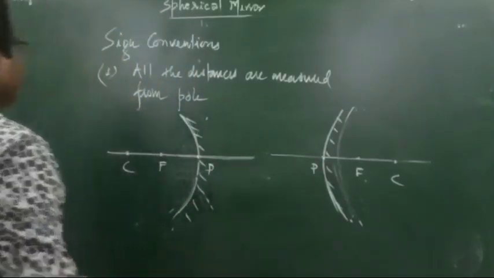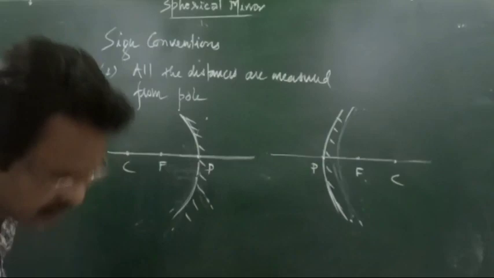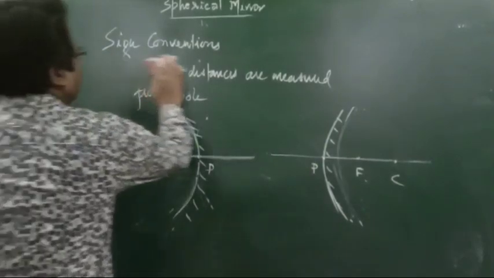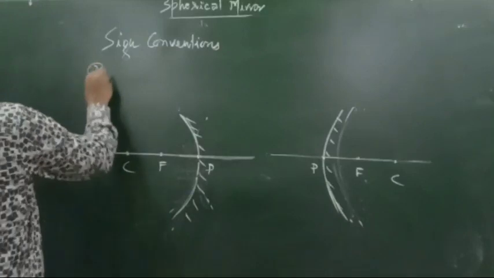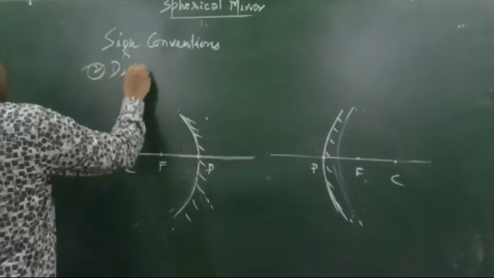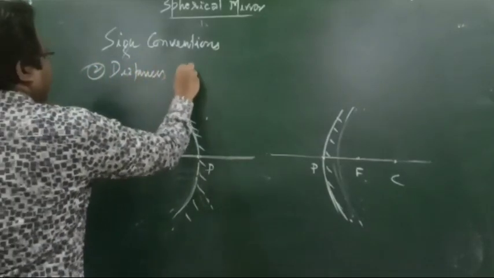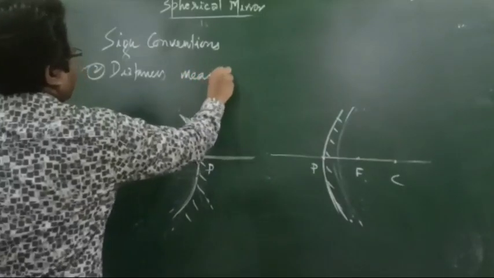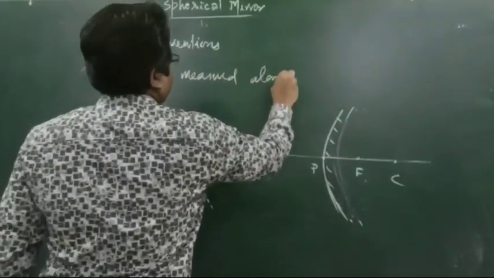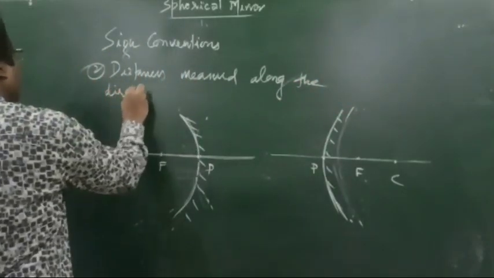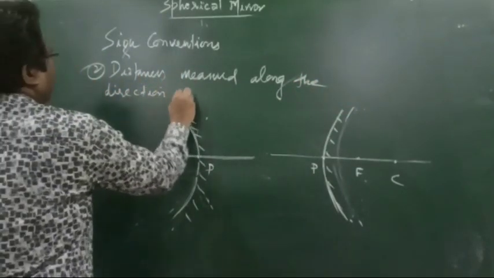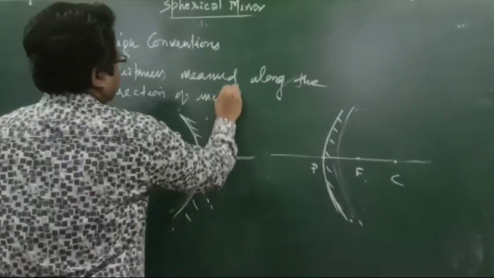Then the second rule. The second rule says that the distances which are measured along the direction of incident ray.